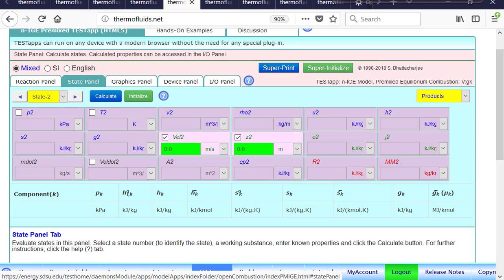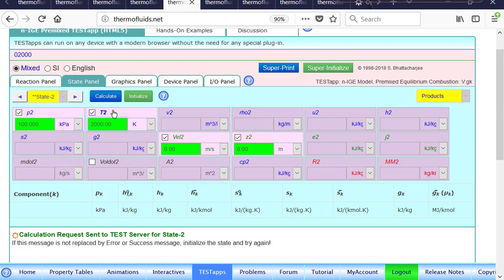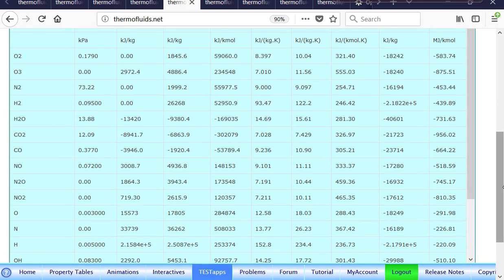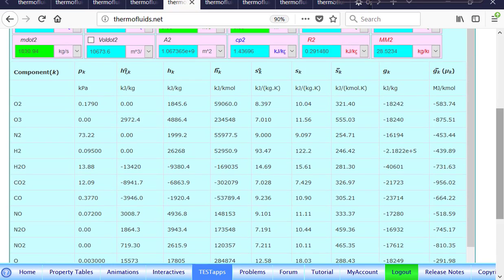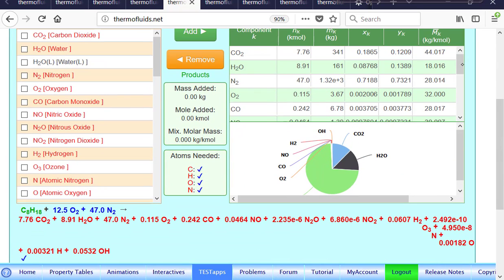That's when we go to the state panel. State 2 is heat to products, and we say pressure is 100 and temperature is 2000, and it is going to do the calculation and minimize the Gibbs function, and find the partial pressure of each species and all the properties of each species in the mixture. You can go back to the reaction panel and see the composition of the mixture here in graphical terms, as well as a complete equation. Obviously, it's too many species, that's why it looks so weird.